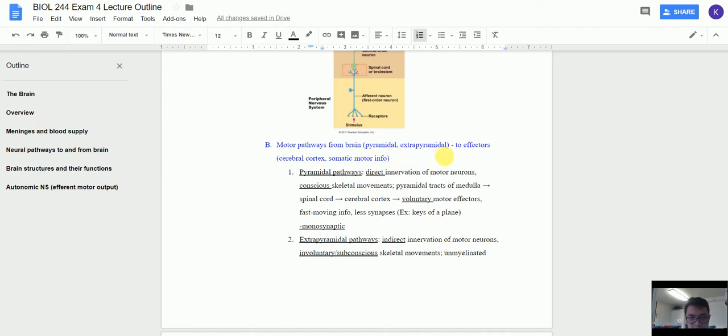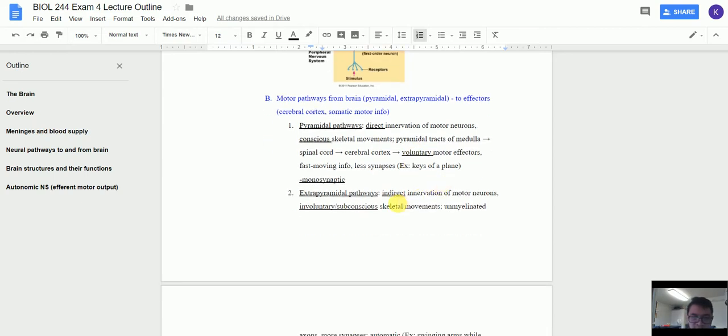Motor pathways from the brain: pyramidal and extrapyramidal, these are the ones leading to effectors. Cerebral cortex and somatic motor info. Pyramidal pathways are the direct innervation of motor neurons for conscious skeletal movements. Both of these are somatic also. Pyramidal tracts go from the cerebral cortex through the medulla to the spinal cord to voluntary motor effectors. Fast-moving info, fewer synapses, monosynaptic, very fast.